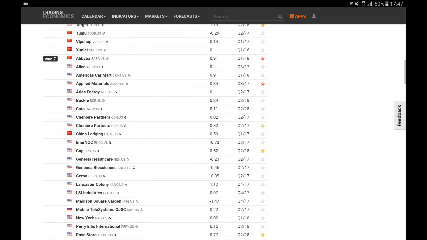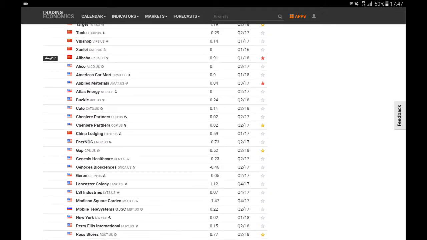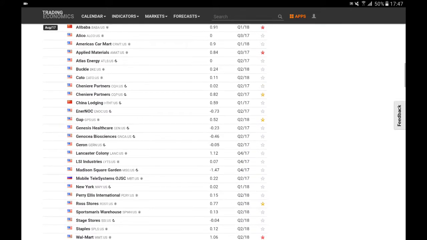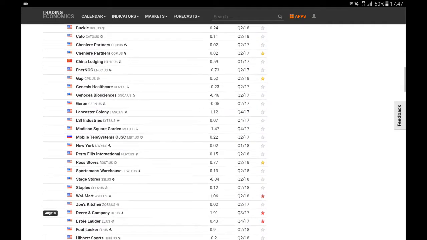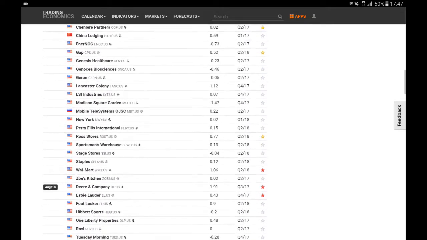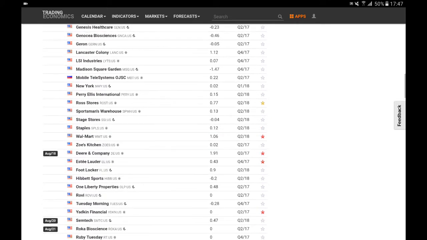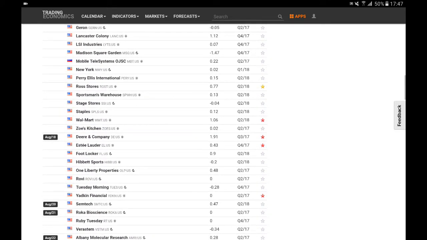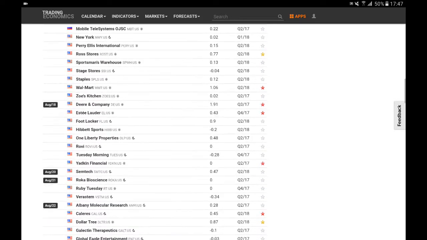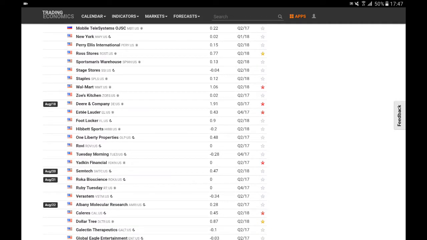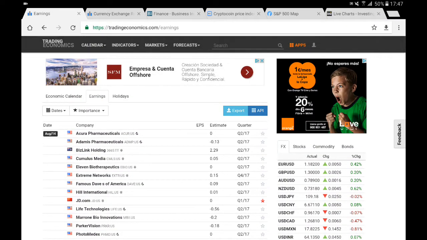And what else? Very important. Yeah, Applied Materials. What else? Yes, Gap also. And Walmart, very important, and Staples also. But Walmart is pretty big, so that's very important. Okay, and on Friday, August the 18th, we're gonna have Deere and Company and Estee Lauder, Foot Locker also, and Yatsen Financial. Okay, so that's it for your earnings.